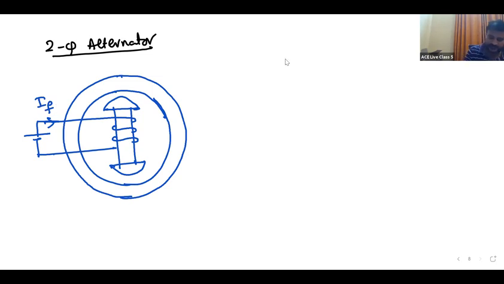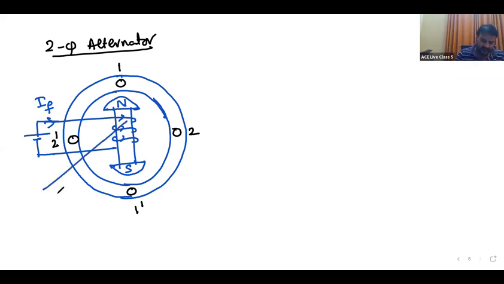So here two phases. This is phase 1, 1 dash, 2 and 2 dash. One coil I am taking for each phase: phase 1, 1 dash, phase 2, 2 dash. For this given direction, this is north pole, south pole, north and south pole. The rotor will be driven in clockwise direction. We are rotating this in clockwise direction, prime mover rotating in clockwise.